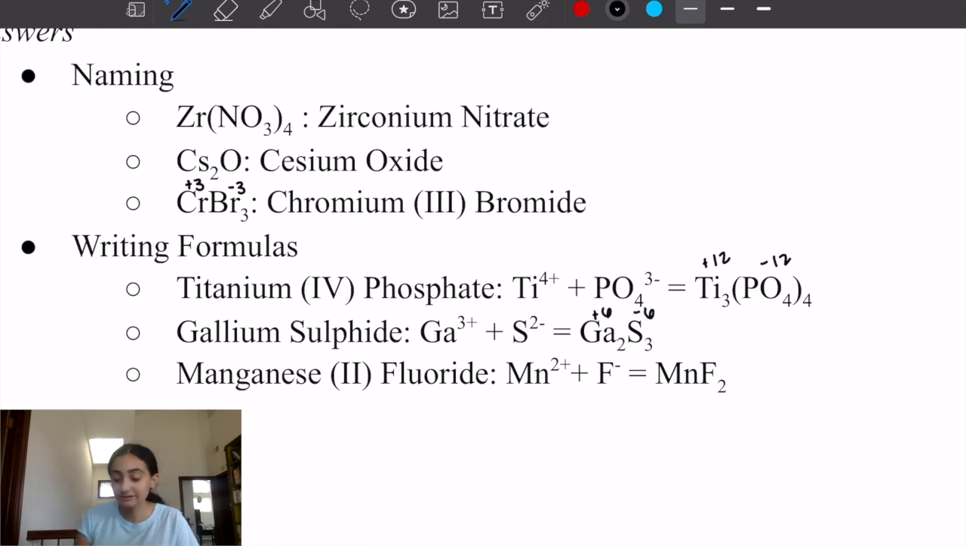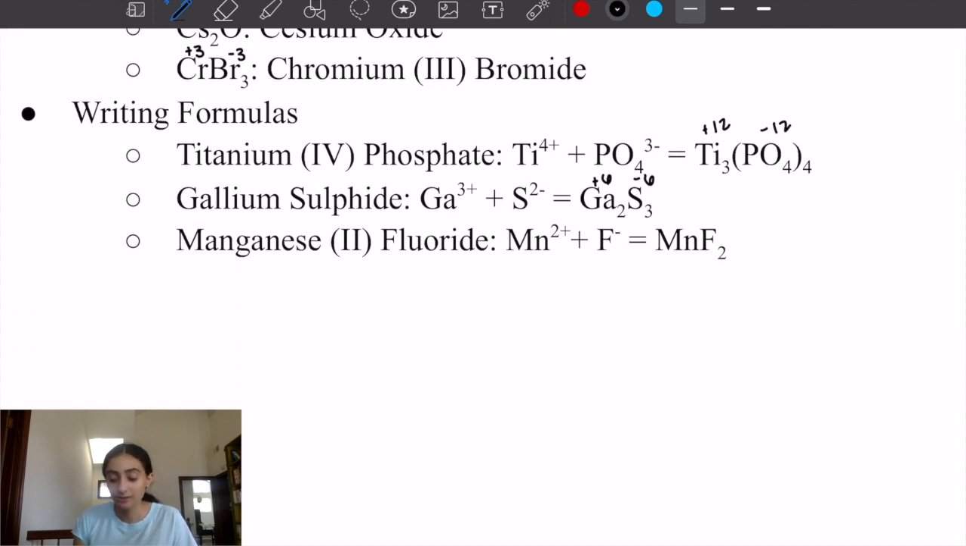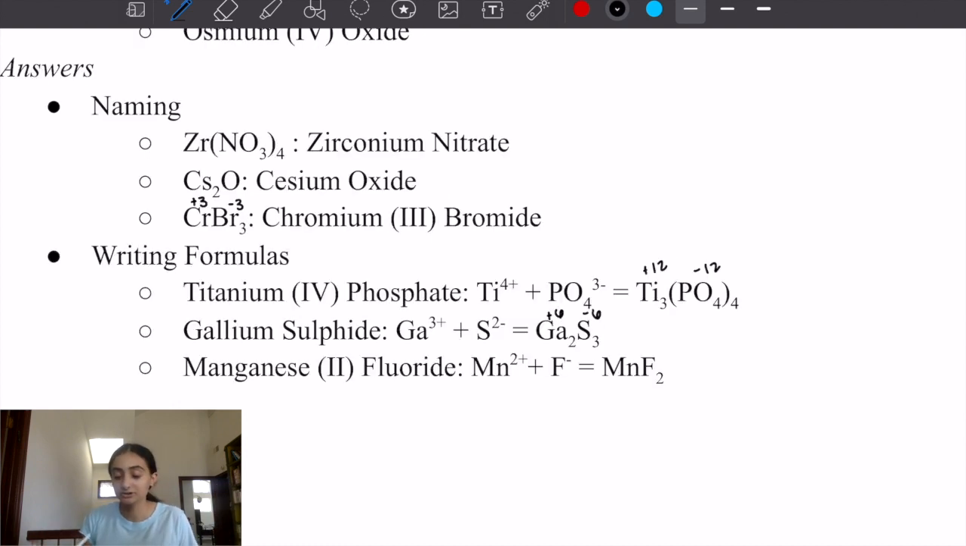Finally, we have manganese(II) fluoride. So we have manganese, which is multivalent, and we know from the Roman numerals, it is manganese 2+. And then fluorine is a -1 charge, so we will need 2 fluorines to balance out the 2+ on the manganese and have an overall neutral charge. But I just wanted to do a little end of the video summary and practice to make sure you understand all the different kinds of ionic compounds I talked about.